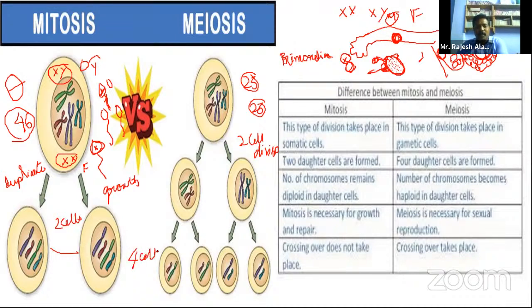How many daughter cells are produced out of meiosis? Four daughter cells are produced. How many cell divisions will it undergo? Two cell divisions it will undergo. The cell will divide further twice, and again half of the chromosome number is produced.